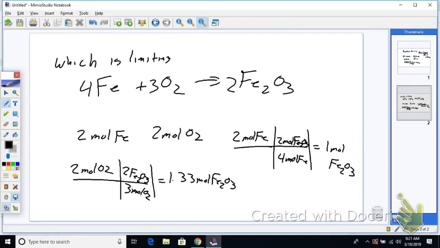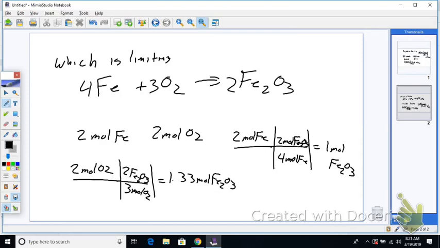So which one is limiting? Fe. Why? Well, if all 2 moles are gone, how much can be made? 1 mole of Fe2O3. Okay, so if all 2 moles of oxygen are gone, how much could be made? 1.33. So the one that makes the least amount is your iron. Any questions with that? Does that make sense?